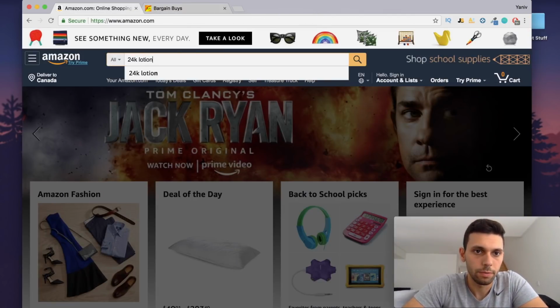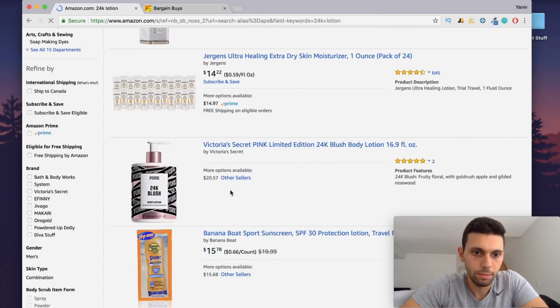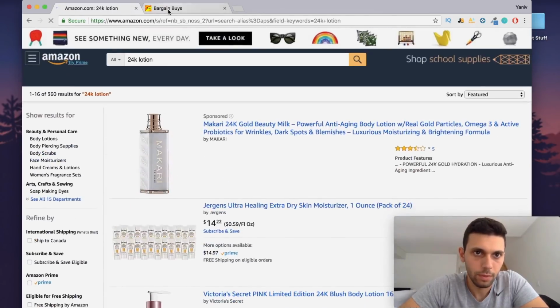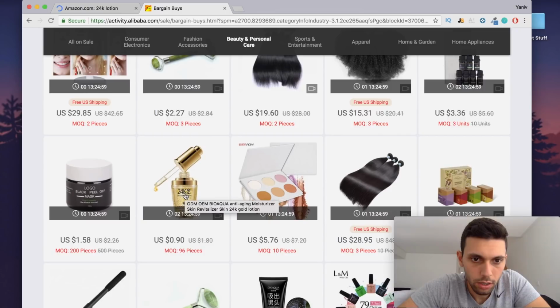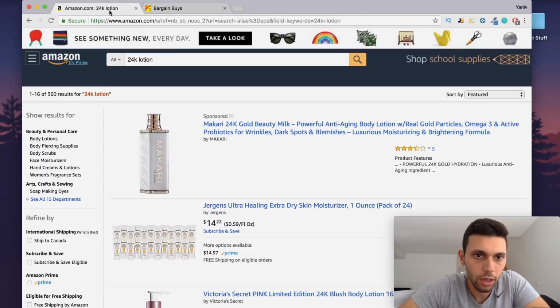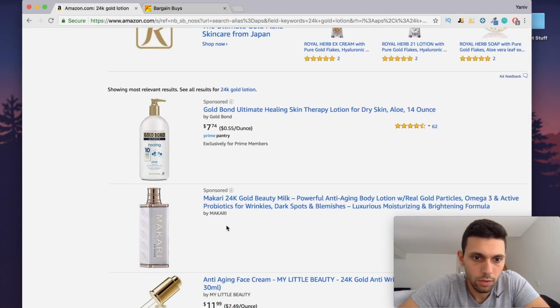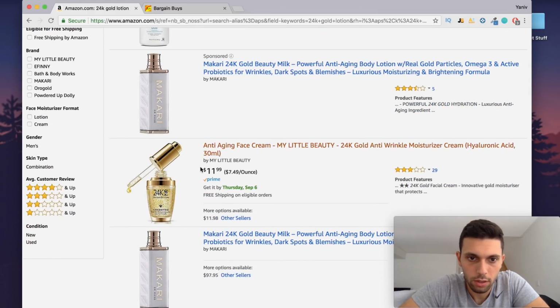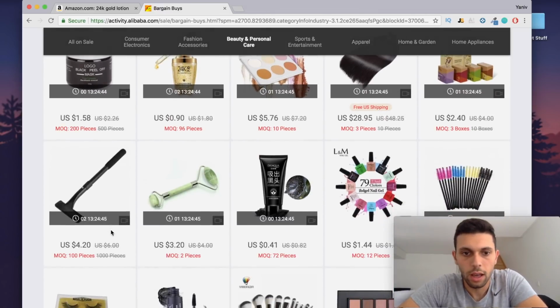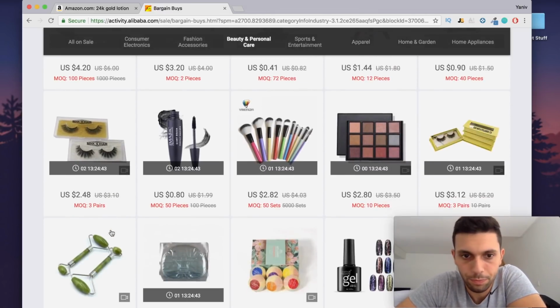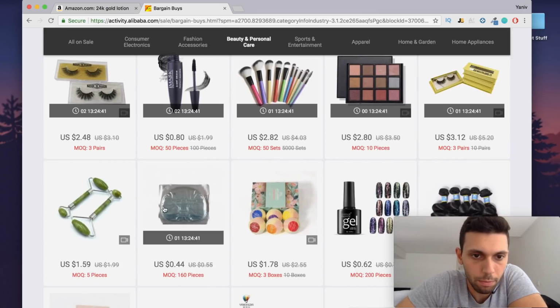24K lotion. That's definitely not what it's called. Anti-aging moisture. 24K. Okay, gold. This is it. Terrible reviews. I wouldn't even consider it. Don't even sell that. That stuff is terrible. Terrible reviews.